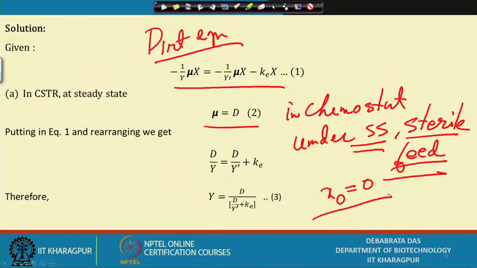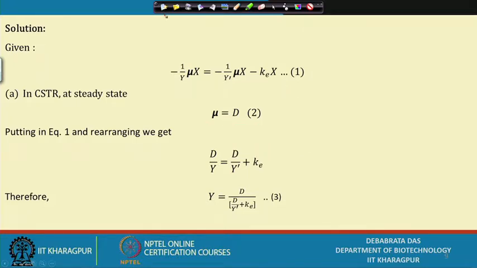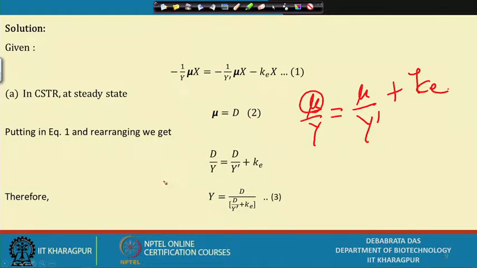So, under steady state condition and sterile feed, what does it mean? When the media does not have any kind of cell mass, x0 equal to 0, then we call it sterile feed. Now, here I can write this equation like this: we can divide by x, then we have mu by Y equal to mu by Y' plus k_e. Am I right? And then D equal to mu. So, if you replace mu by D, we will get this equation, and finally we will come across this equation.